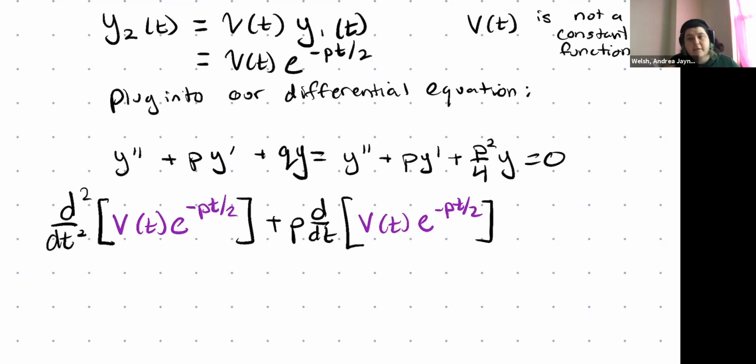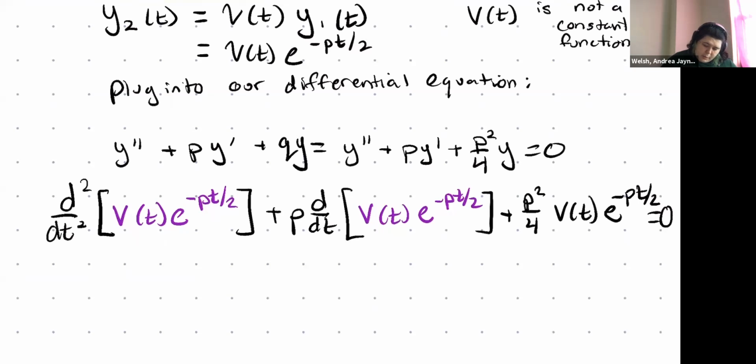And I'm writing out v of t explicitly right now because I want to make it clear when taking these derivatives that we do have to take a derivative of v as well. We don't want to confuse it and think of it as a constant right now. It is a function of t. And this all equals 0.